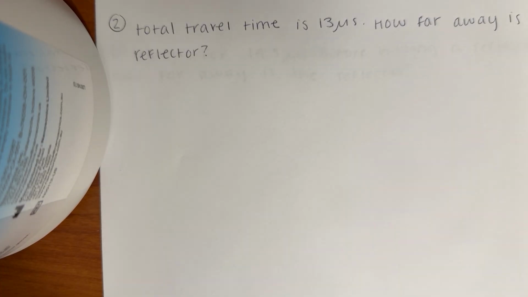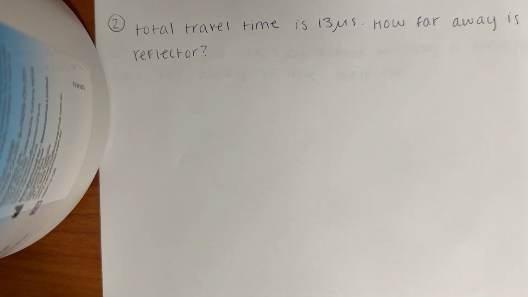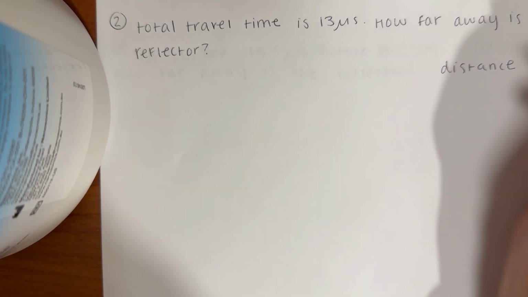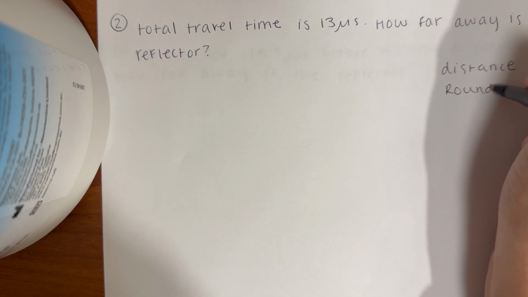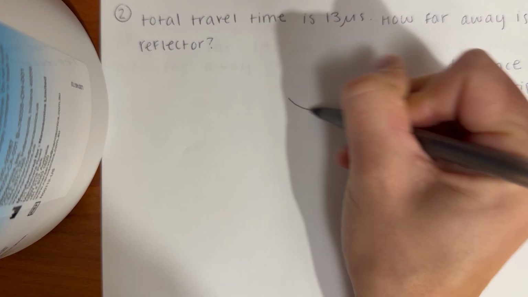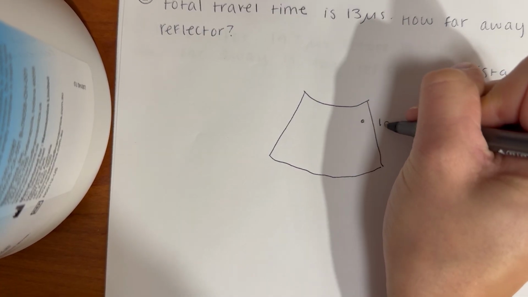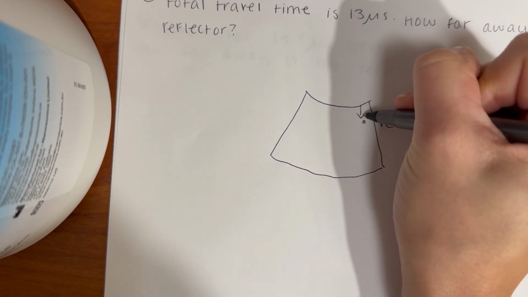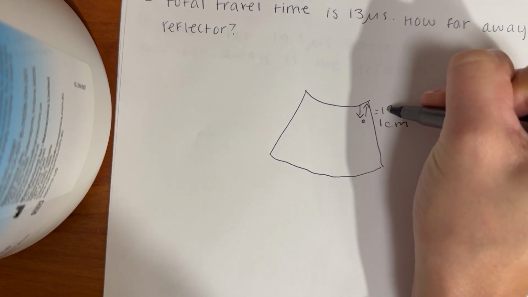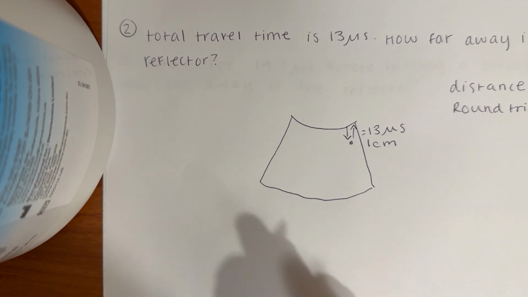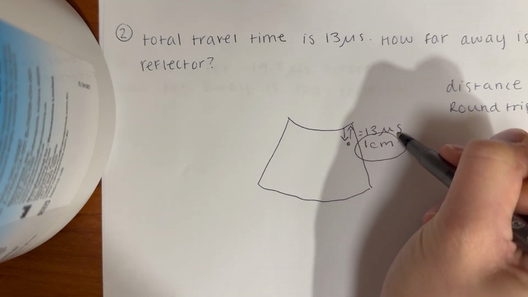Okay. The next question is asking you the same thing, but with different numbers. Total travel time is 13 microseconds. How far away is the reflector? So our answer will be distance, and they're giving us round trip. And this is an easy one because it's actually just our rule, which is that for every 1 centimeter deep I go, down and back is 13 microseconds. So if I'm going 13 microseconds, I only traveled 1 centimeter.